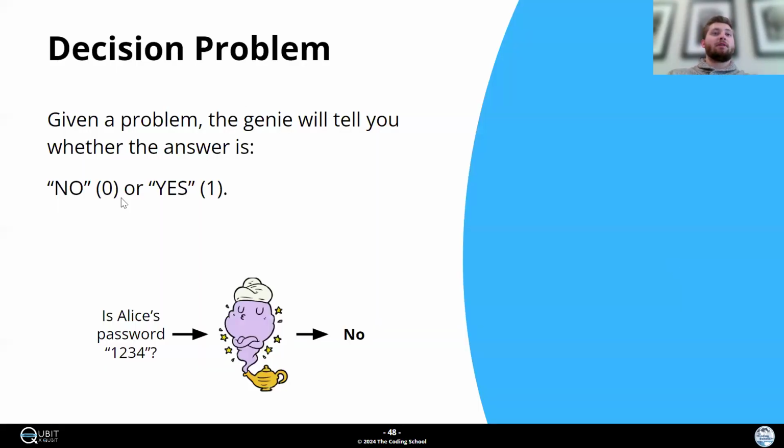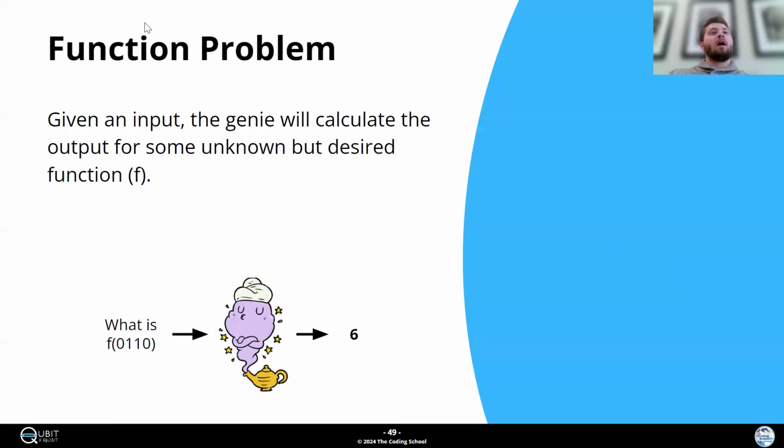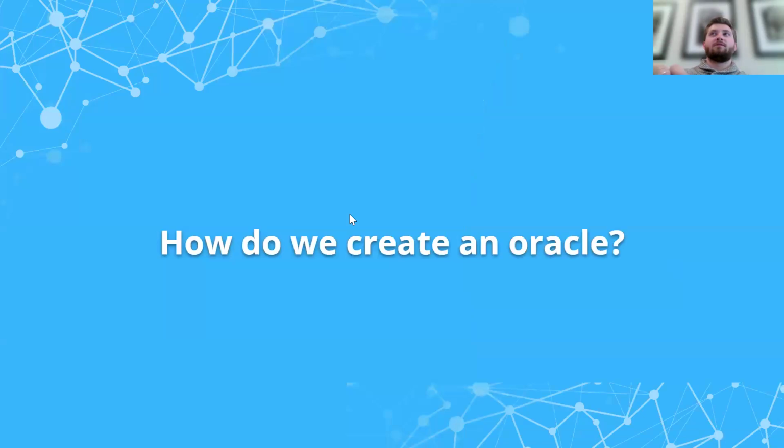So there's a couple different types of oracles. There's decision problems. Given a problem, the genie will tell you whether the answer is no or yes. That's the example we just went over: is Alice's password 1234? It's a no. But there's also function problems. Given an input, the genie will calculate the output of some unknown but desired function. So here we have, what is the function of 0, 1, 1, 0? And the oracle will tell us 6. We don't know what the function is, and we don't know how to calculate that, but we do know that it was able to provide us with the answer.